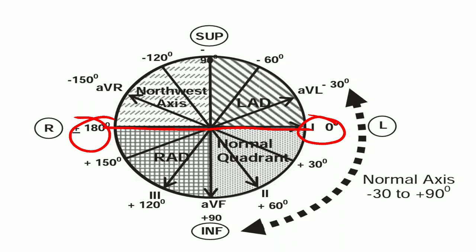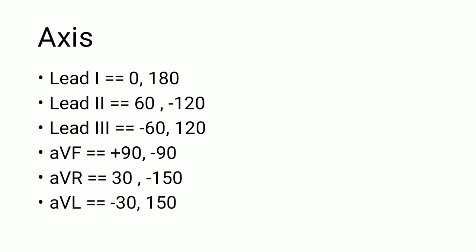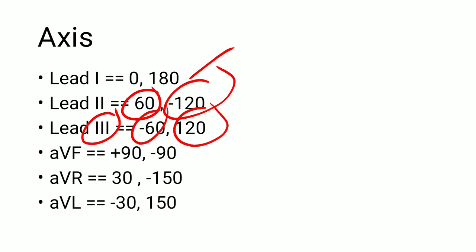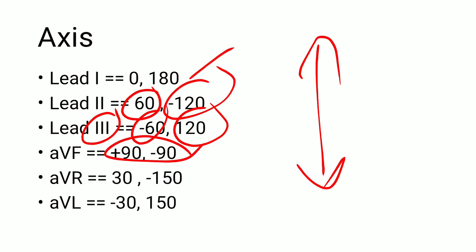Lead 2, we know it is placed on the right upper limb and left foot. So it will come like this, corresponding to 60 degree and minus 120 degree on the negative side. And lead 3, it is placed on the left upper limb and left foot. It will come more or less like this, minus 60 degree and plus 120 degree. So this is the hexaxial system represented in degrees. Lead 1 corresponds to 0 or 180 degree, lead 2 and lead 3 are 60 and 120, just change the minus and plus. In lead 2, it is plus 60 and minus 120, and in lead 3 it is minus 60 and plus 120. AVF, we know, is a straight line, so it is not hard to remember. It is plus 90 and minus 90.